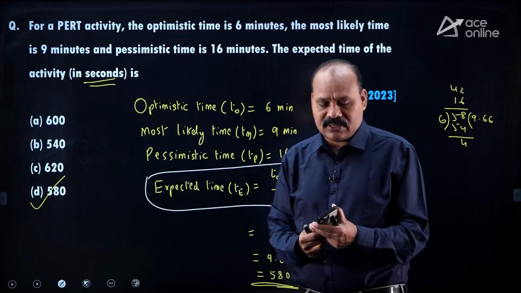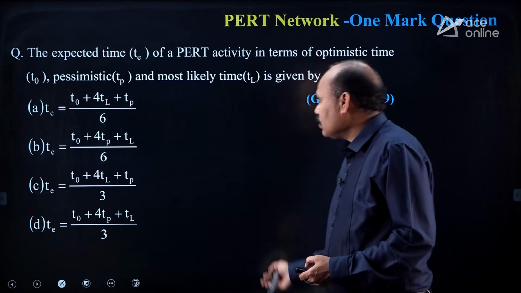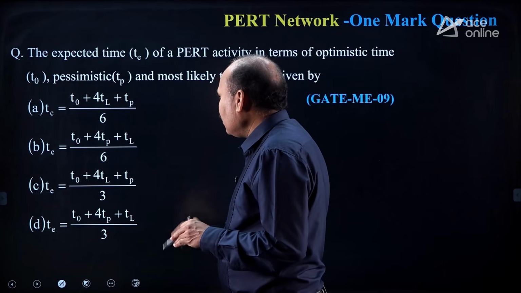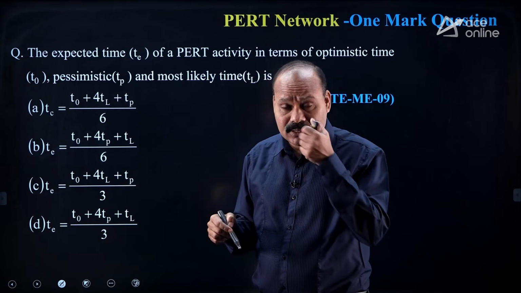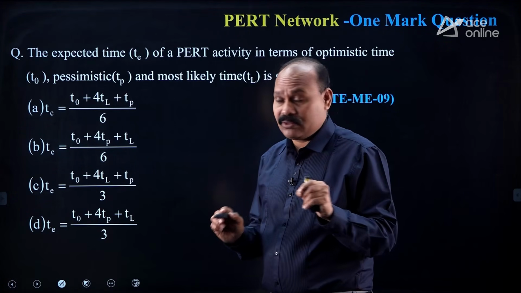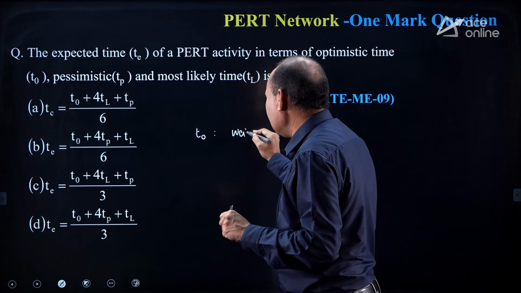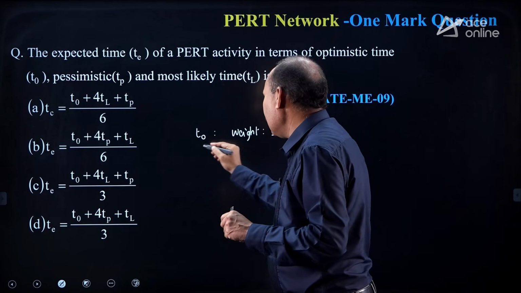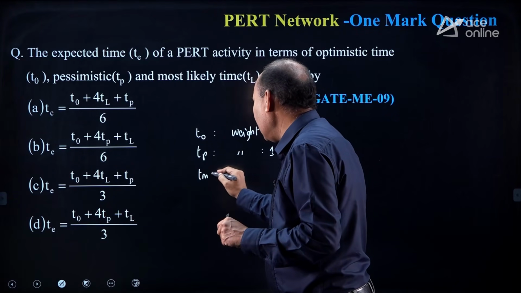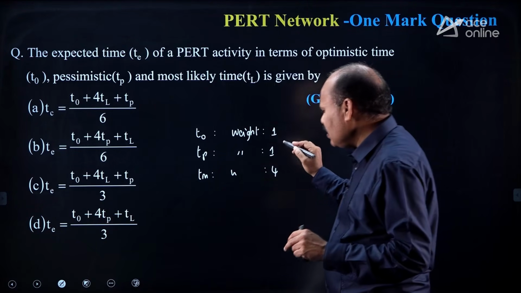In the beginning also we have discussed. Next, this question from GATE 2009 is formula oriented. Te is equal to T naught plus 4Tm plus Tp by 6. Just remember one thing: T naught and Tp have lower weightages, weight equal to 1 each, and Tm has more weightage, weight equal to 4. So 1, 1, 4.